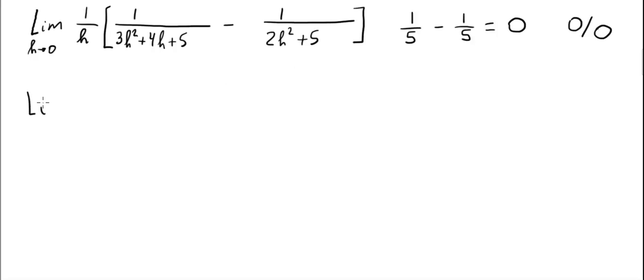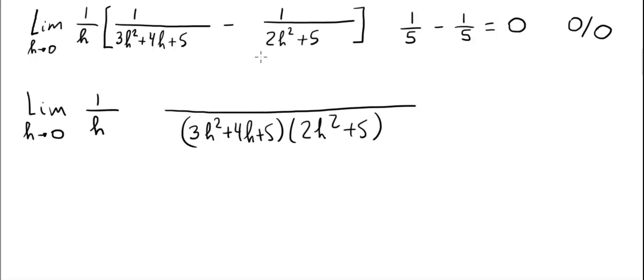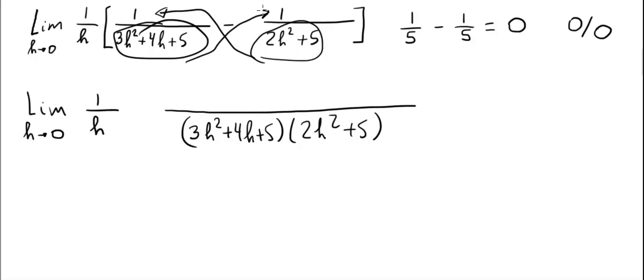The way to solve this problem, the way to find this limit, is to do some algebra on the quantities in the brackets. We're going to find a common denominator of the two quotients. That's 3h squared plus 4h plus 5 times 2h squared plus 5. And then this denominator over here will multiply this one, and then this denominator will multiply this one. But you want to make sure you keep them in parentheses.